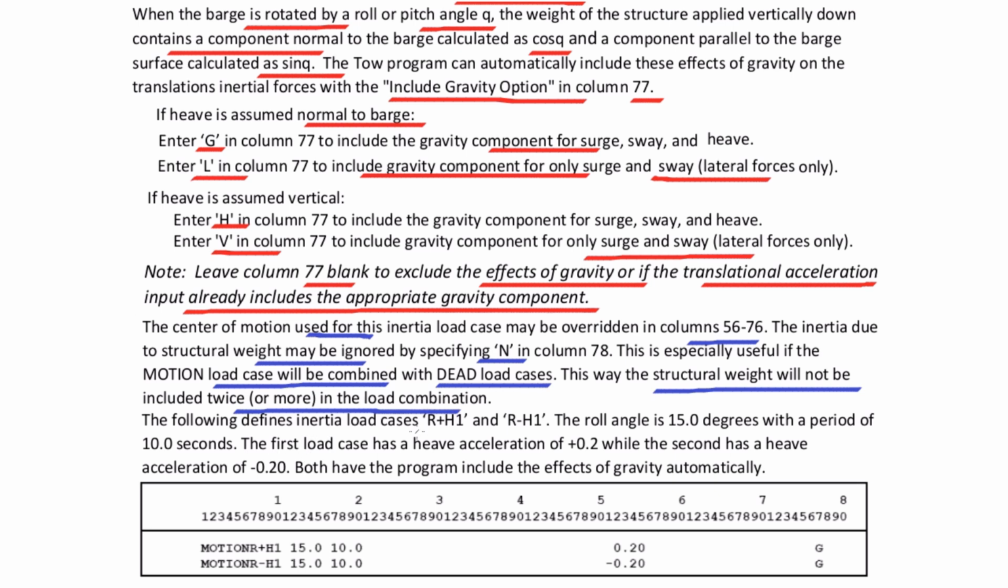The following defines inertia load cases: r plus h1, r minus h1, with roll angle 15 degrees and period 10 seconds. The first load case has a heave acceleration of 0.2, the second has a heave acceleration of minus 0.2. Both have the program include the effects of gravity automatically. Here it's defined as G. These are the roll angle, roll period, and heave.